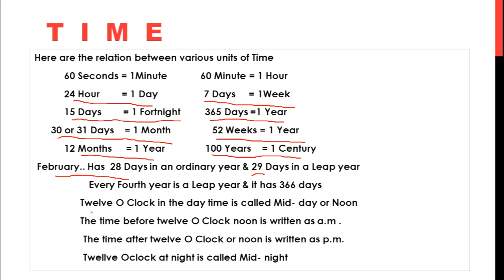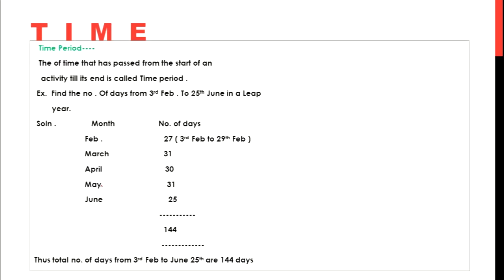Now I will tell you about the time. 12 o'clock in the daytime is called midday or noon. Time before 12 o'clock is written as AM, that you also know, and time after 12 o'clock midday is called PM. 12 o'clock at night is called midnight.